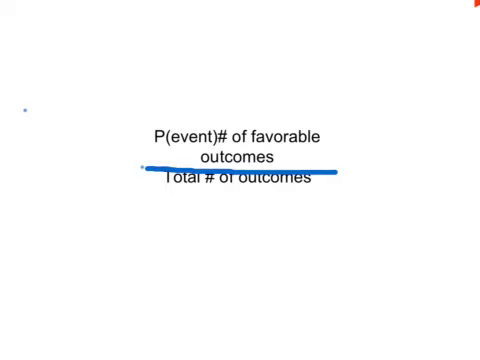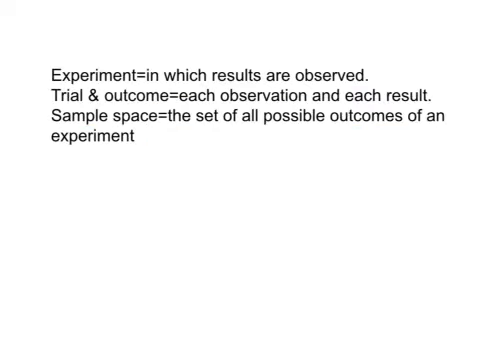The probability of an event equals the number of favorable outcomes over the total number of outcomes. An experiment is an activity in which results are observed. A trial and outcome are each observation and each result. The sample space is the set of all possible outcomes of an experiment.